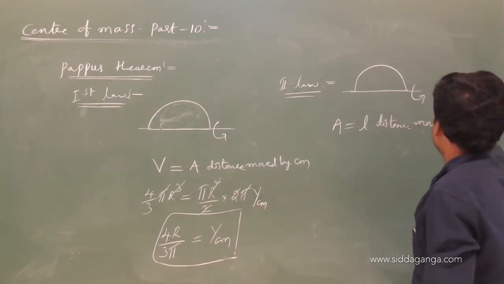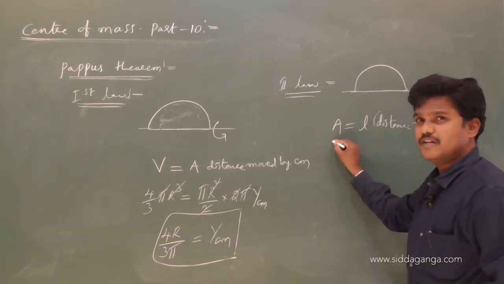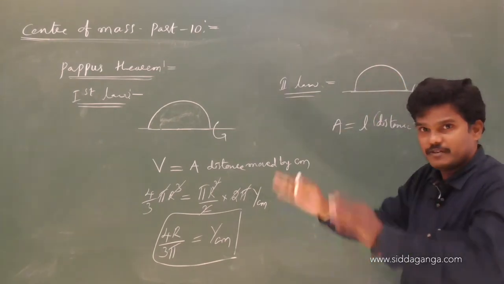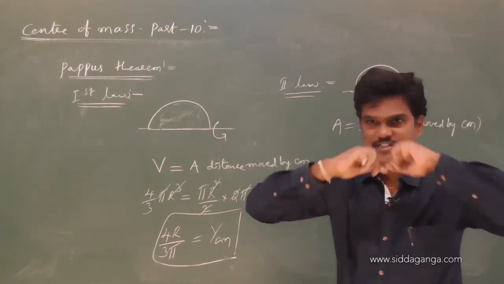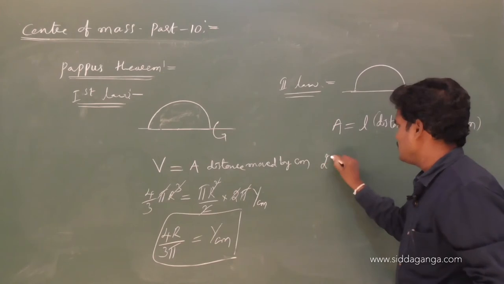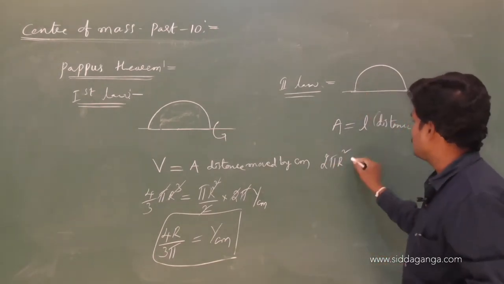Distance moved by center of mass. Now this area is nothing but the area of that hollow sphere. See, there will be a hollow sphere. Once it covers like this, some globe will generate, empty inside, a hollow sphere. But that is a half sphere, so 2 pi r square. It's not 4 pi r square. Half, 2 pi r square.